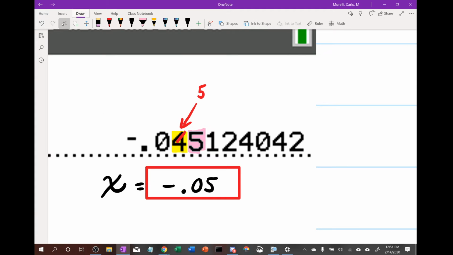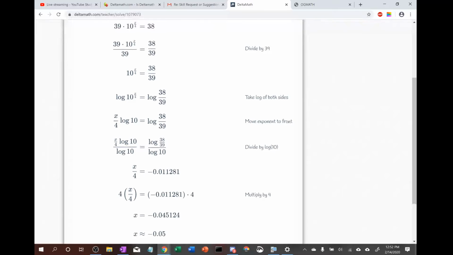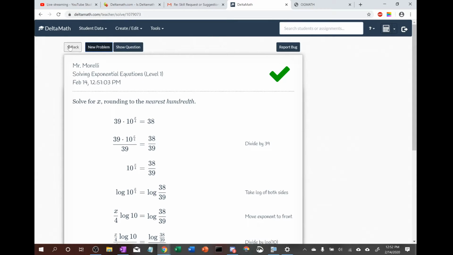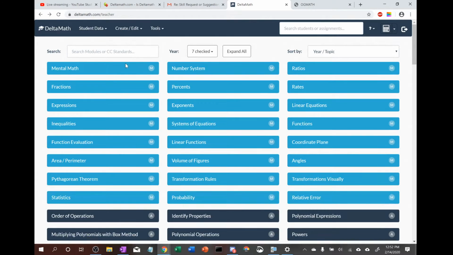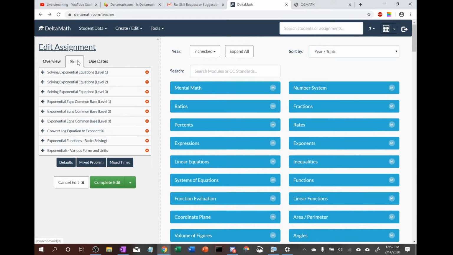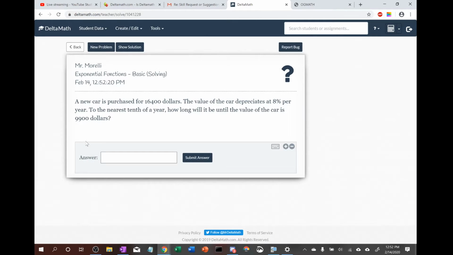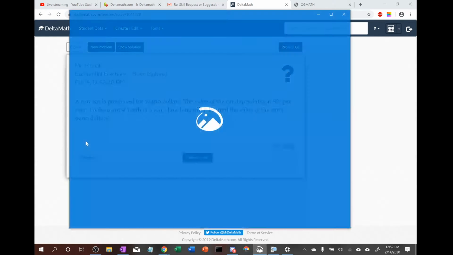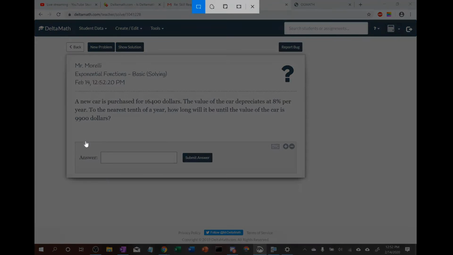All right, let's do the other one about the car. You ready? It's the same assignment. It's just a different skill. That was interesting. Now we want to do this. All right. Word problems. Everyone's favorite.